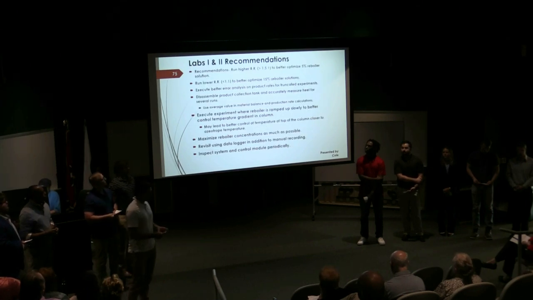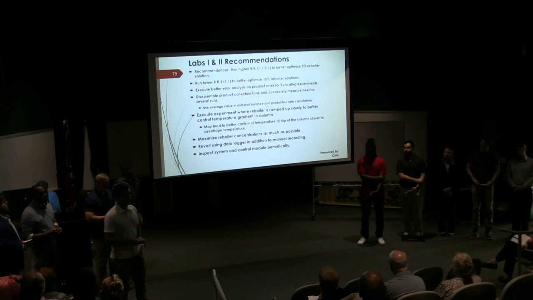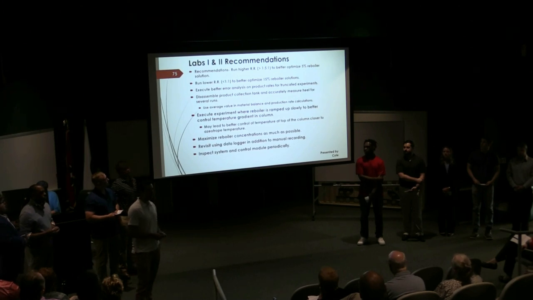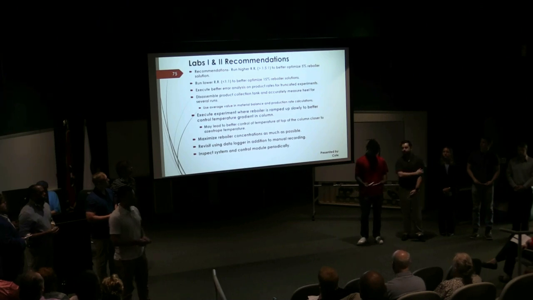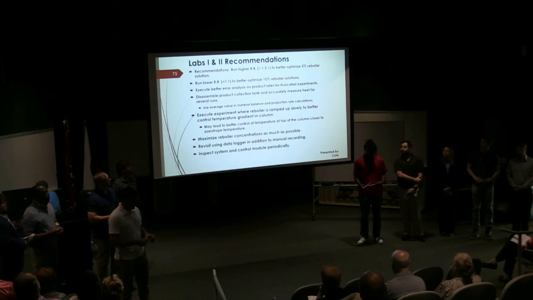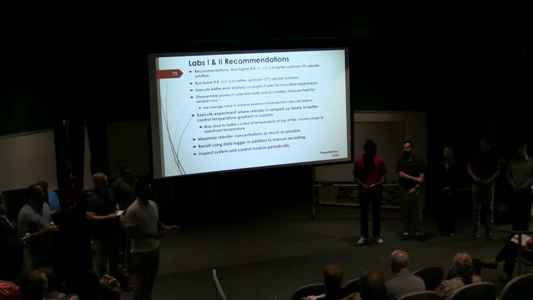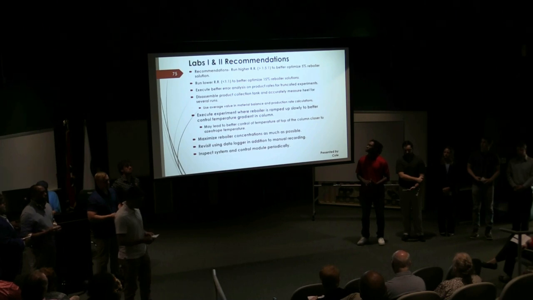So some recommendations. We need to run a higher reflux ratio at those lower 5% reboiler concentrations, and a lower reflux ratio at the higher 15% concentrations. We could execute a better analysis on our product for the truncated experiments. We could disassemble our product collection tank to collect the heel that was left over after each run. This would help us close our material balance variances better.